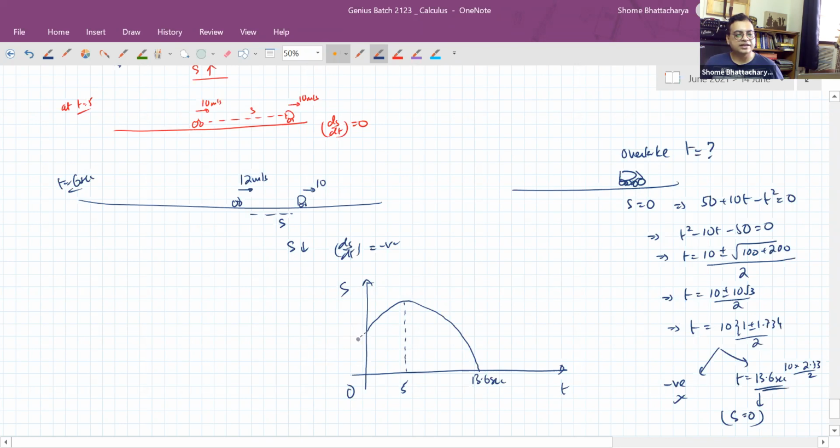And there's another negative root, but that is not significant for us because negative time is not taken into consideration. And meanwhile, it reaches this maximum distance of 75 meters, whereas it started from 50 meters. So hope the whole analysis of this question is clear.